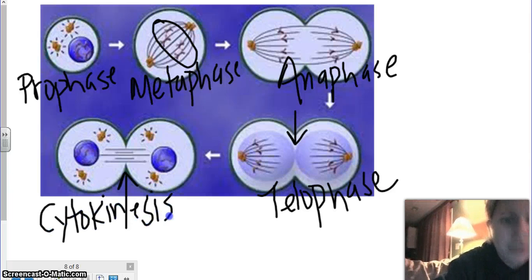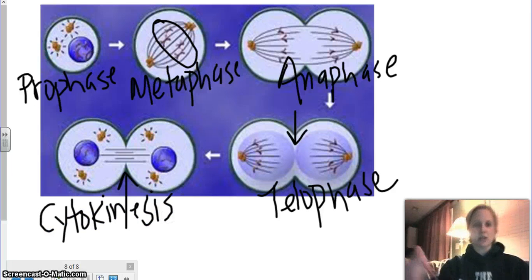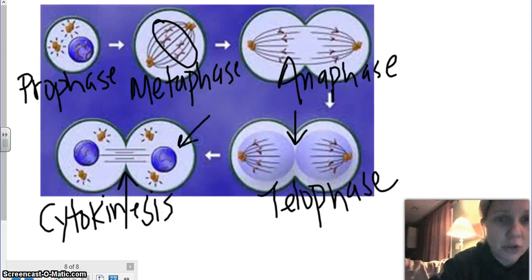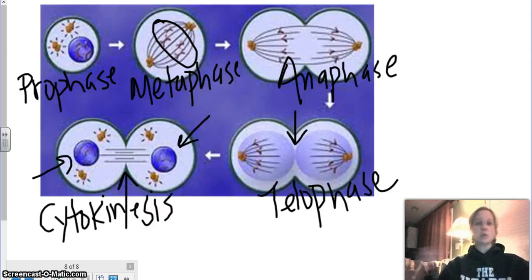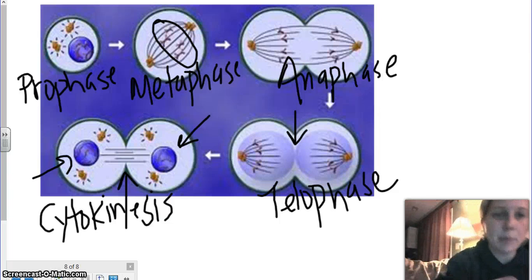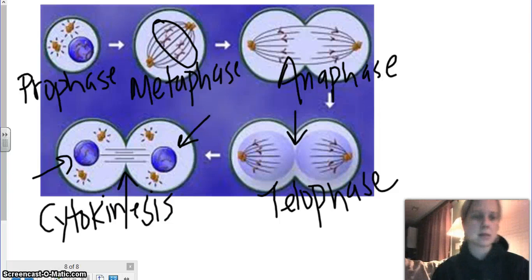That is where we now will have 2 separate cells. If you look here, there's a new nucleus in each of them that have formed. So we have everything where it needs to be. It's identical. A new skin cell looks exactly the same. We just need to pinch it off, and that's what cytokinesis is.